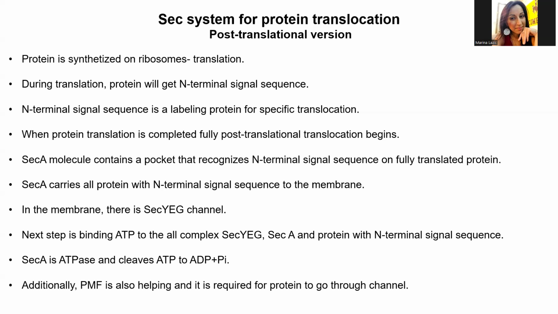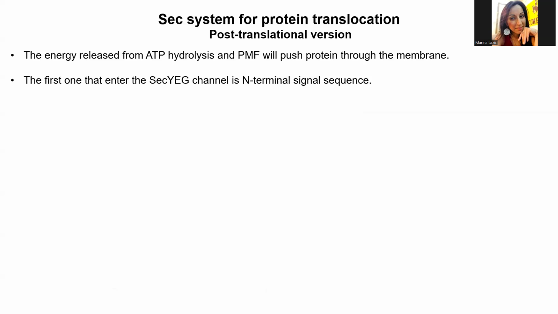And again, unlike in the co-translational version, you have proton motive force that is helping move these proteins through the membrane. So in the co-translational version, it's only GTP hydrolysis. Here, it's ATP and proton motive force that will push the protein through the membrane, and the first one that will come in contact with SecYEG will be the N-terminus, which is going to help only to be exported through the membrane.